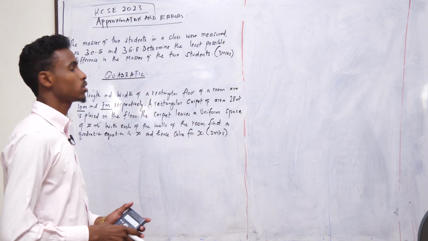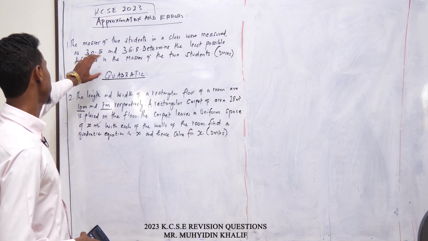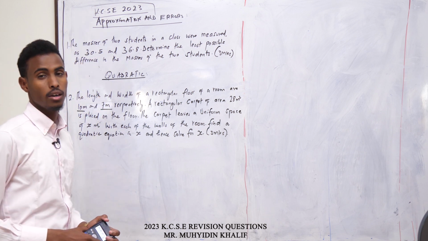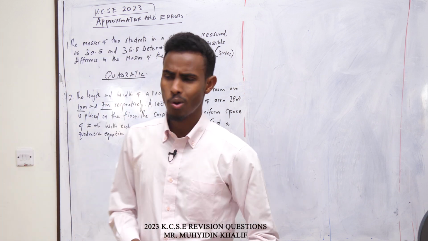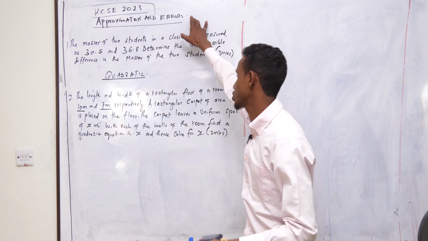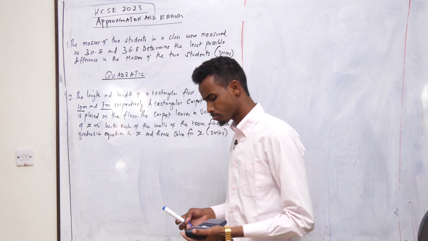I want us to look at KCSE 2023 for the topics in Form 3: approximation and errors, and quadratic equations. These are the two tested questions in KCSE last year on approximation and errors as well as quadratic equations. Now let's look at the first one.